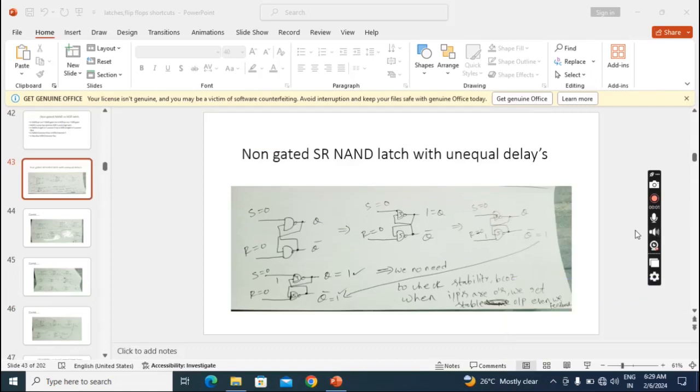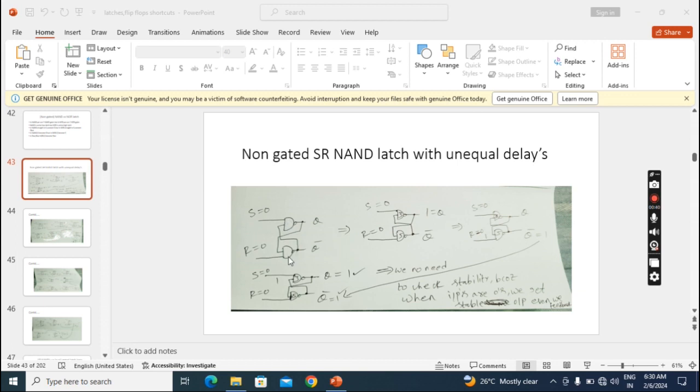In this lecture, we will discuss non-gated latches with unequal delays. Whatever non-gated latches we discussed, those are without delays, or with zero delays. Whenever the gates have equal delays, the working will be the same as without delays. So the working of non-gated latches without delays and with equal delays will be the same. But when the gates contain unequal delays, the working will be different.